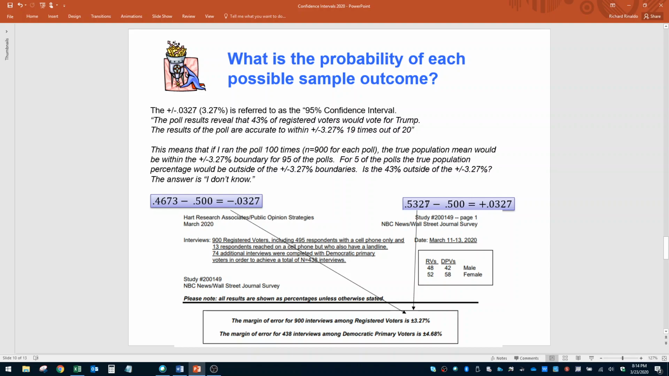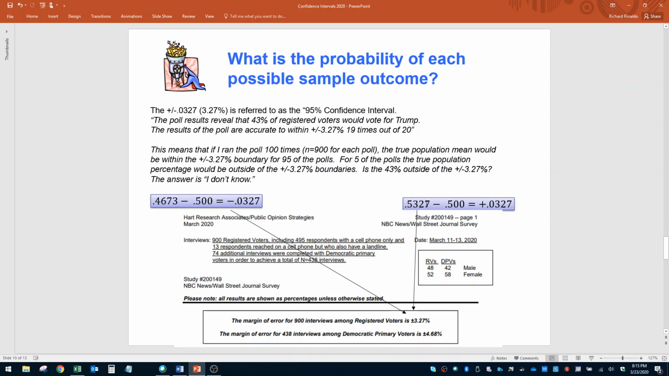So I can say, okay, my result was 43%, accurate to within plus or minus 3.27%, 19 times out of 20. If I multiply 19 out of 20 by 5, that gives me 95 out of 100. They just shrink it down to 19 times out of 20, but 19 times out of 20 represents 95 out of 100. So I can say, okay, results are 43%.